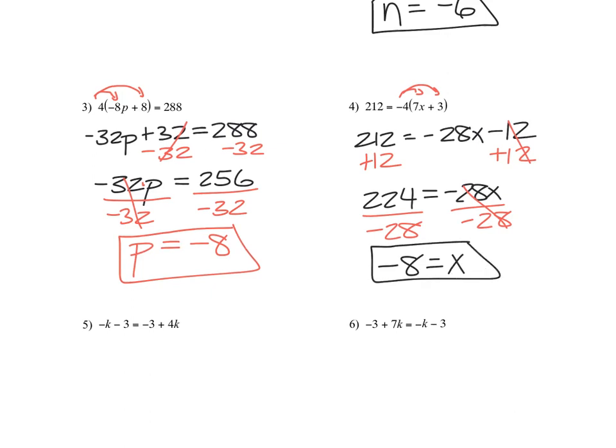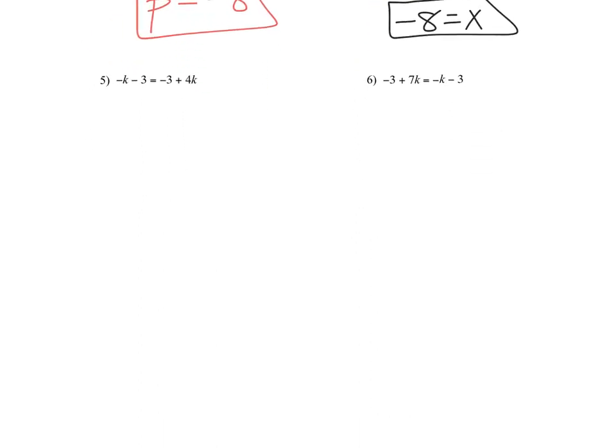All right, last couple here. So these are a little different because we have variables on both sides of the equation. So how do you deal with that? Well, the first thing you got to do is get all your variables together. So I always teach students move the smallest one. Okay, what do I mean by that? If I look here, I have a negative k and a positive 4k. A negative is always smaller than a positive, so I'm going to move this one over to this side. Now how do I do that? I do the opposite. So in this case, I'm going to add k.